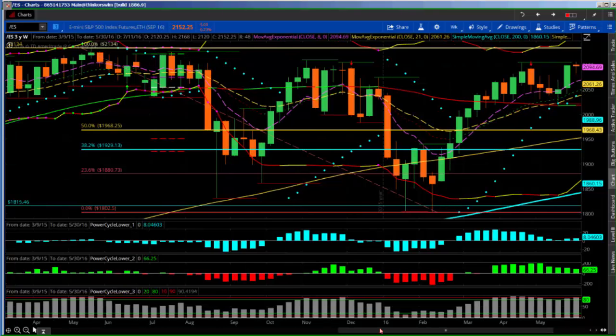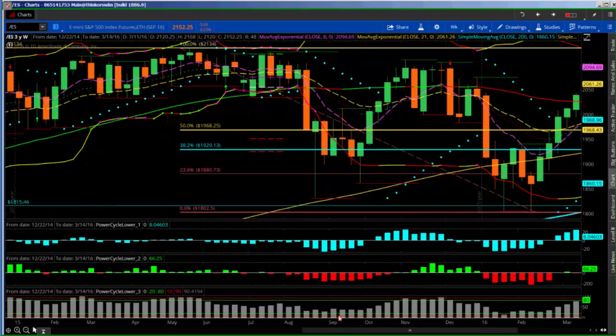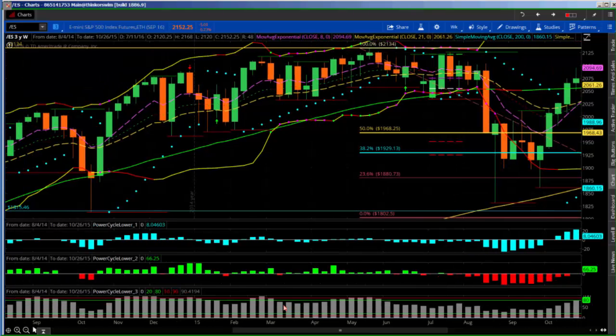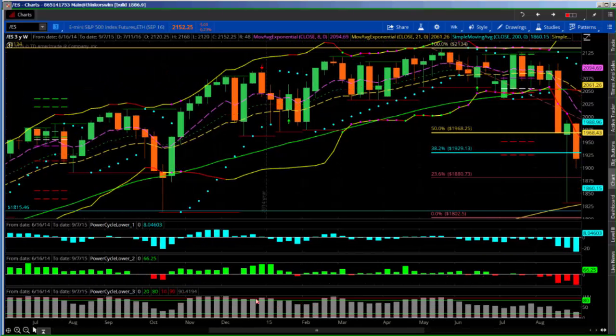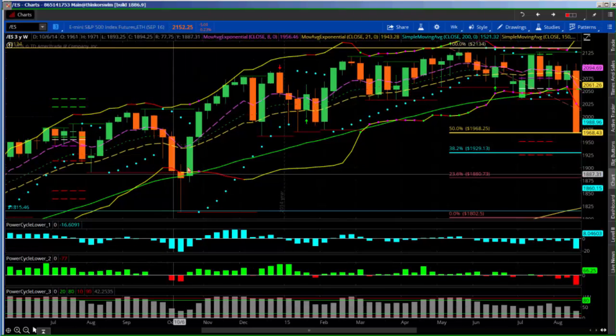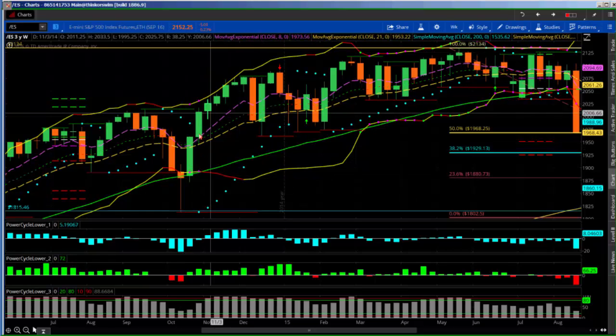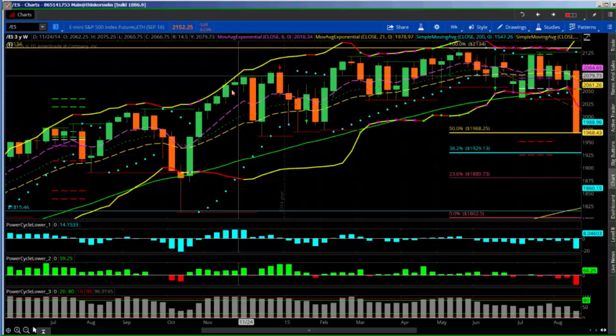But you can see here, the last time we really had a big pop, well, here's an example. You can see that low back in October. And then you had that just huge move. But see how extended it got from the 21. Eventually it has to come back and revert. And that's a really good reversion using the 21 EMA.